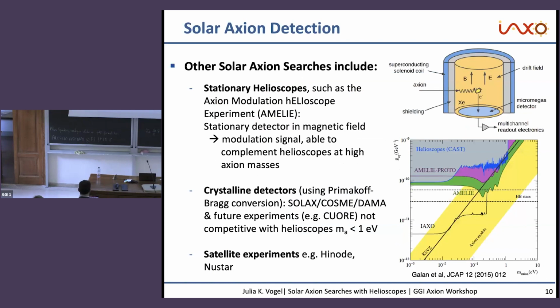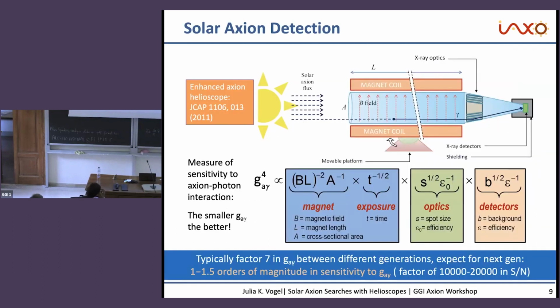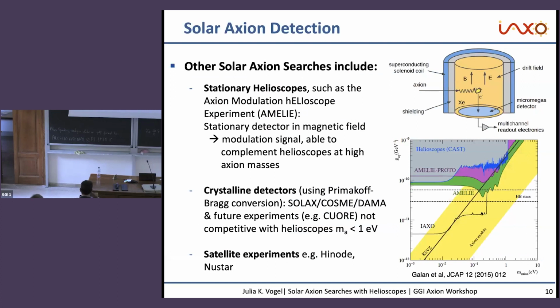There are some other solar axion searches that are possible apart from the standard helioscope. Let me just briefly mention those. There has been a proposal for stationary helioscopes, such as the MLE experiment, the axion modulation helioscope experiment, which is basically a stationary detector. So we would expect a modulation signal, rather than in the case of a helioscope that is able to follow the sun, where you expect a signal when you look at the sun versus background when you don't look at the sun. These kinds of experiments could support standard helioscopes in the upper mass range. They cannot really compete towards the lower masses.